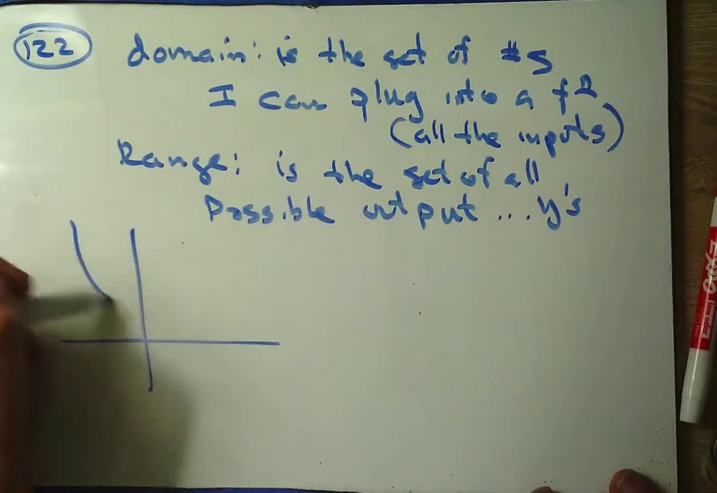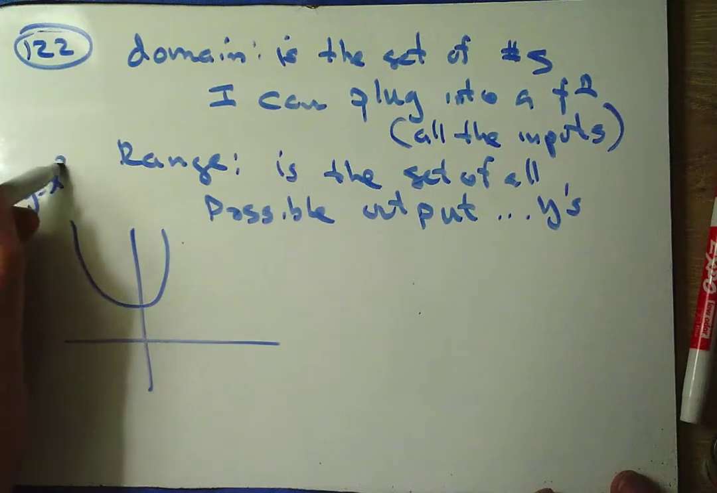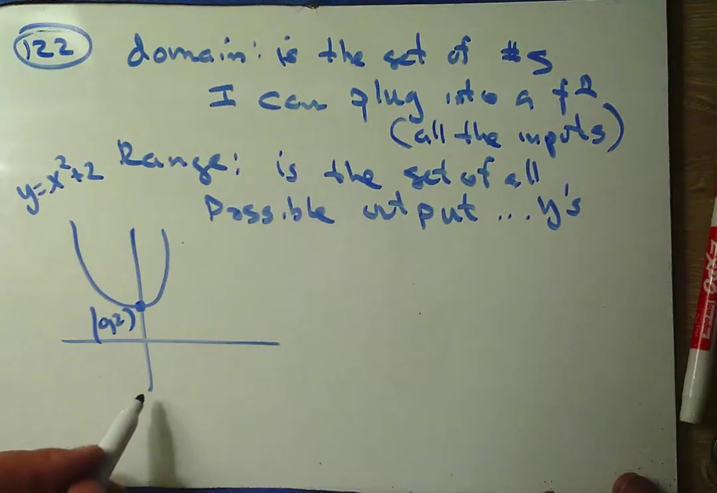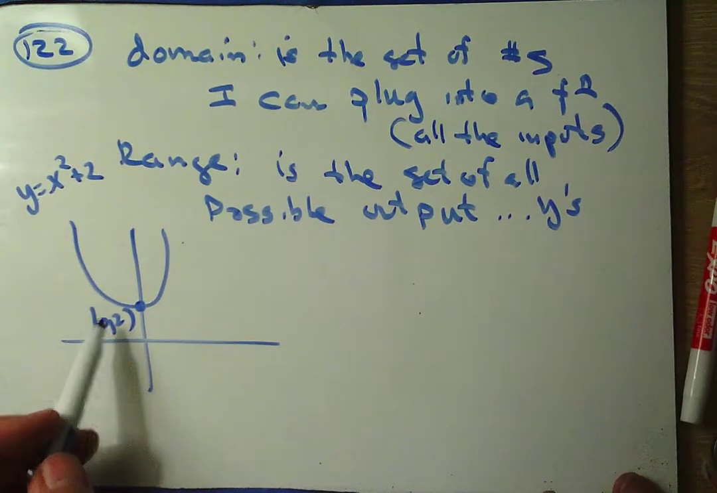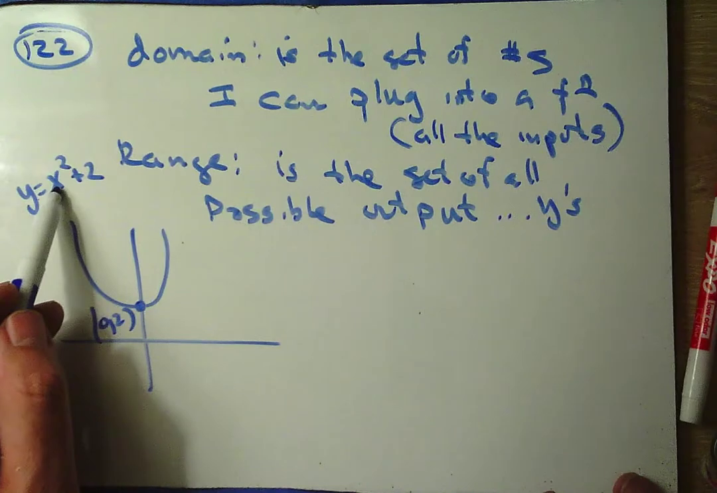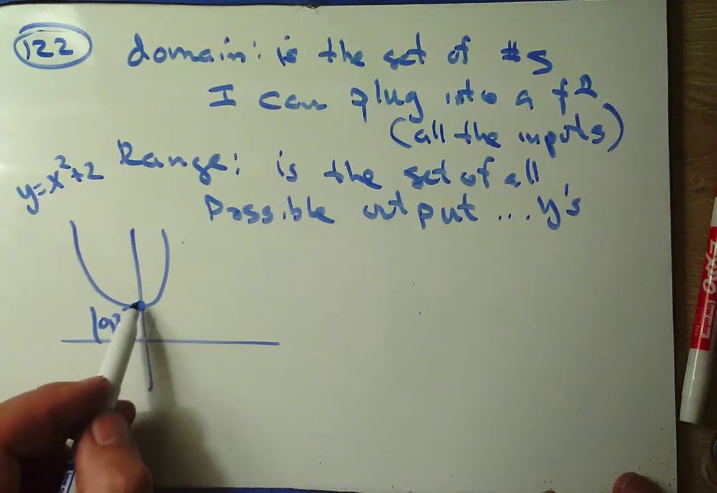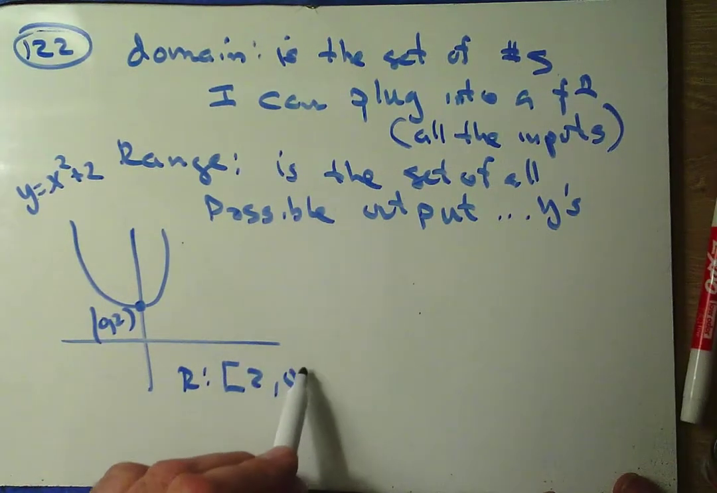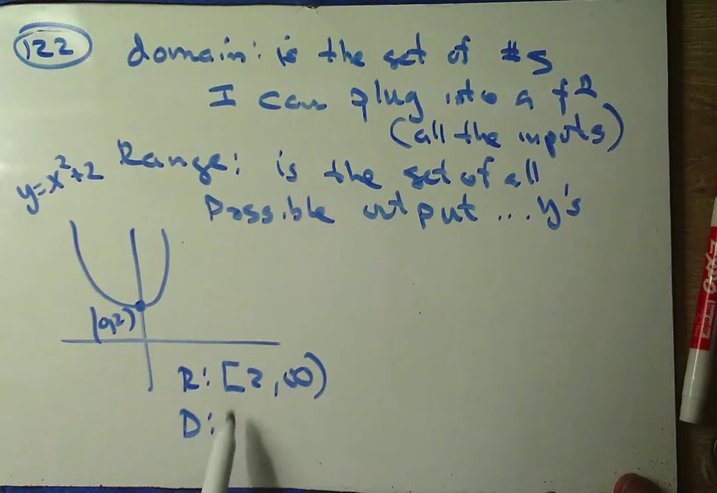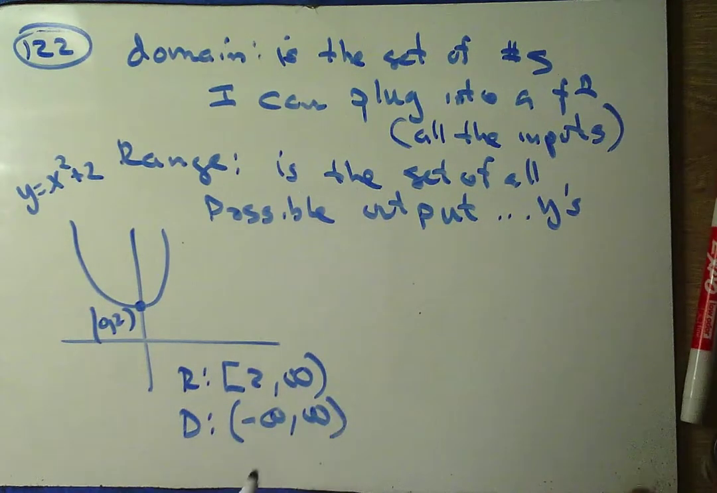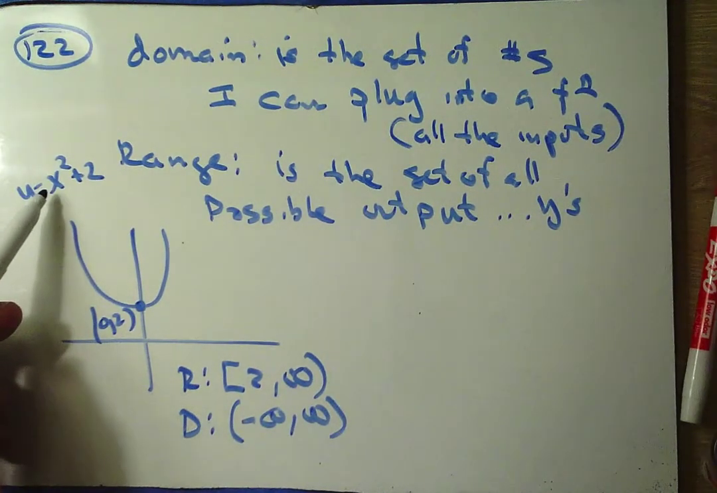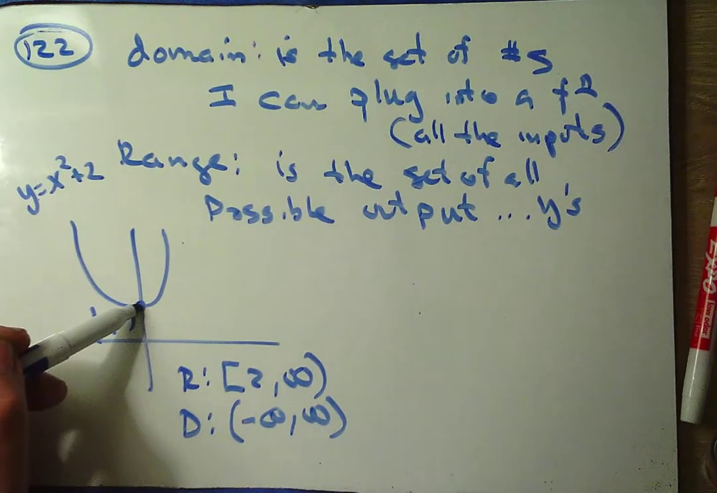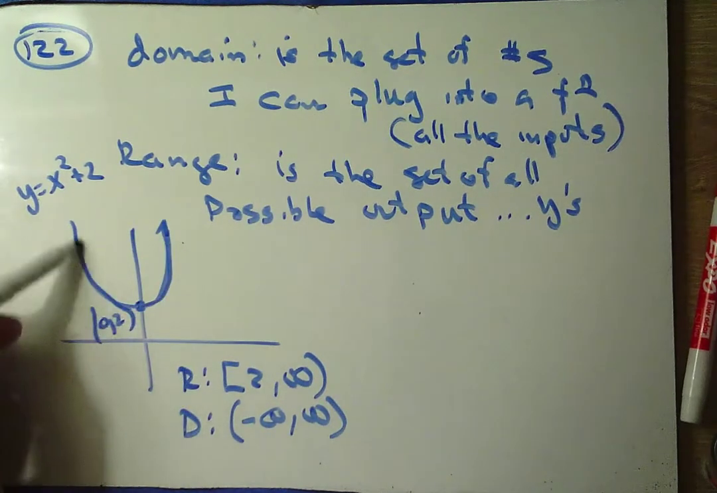You know, when I think about this function, y equals x squared plus 2, well, the lowest y value here is 2. My domain might be all real numbers. I can plug any number I want in there. But my range is bounded. My range in this problem would go from 2 to infinity. The domain would be negative infinity to positive infinity. I can plug any x value I want in there, but I can't get every y value. This is the lowest y value, and my function goes up from there.